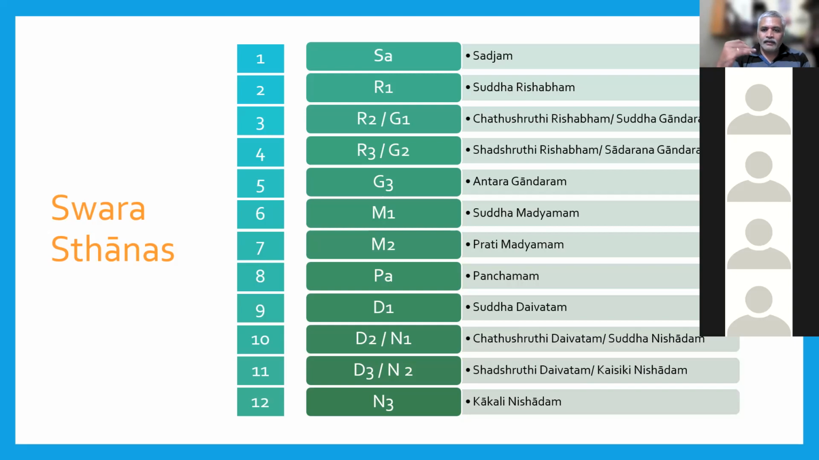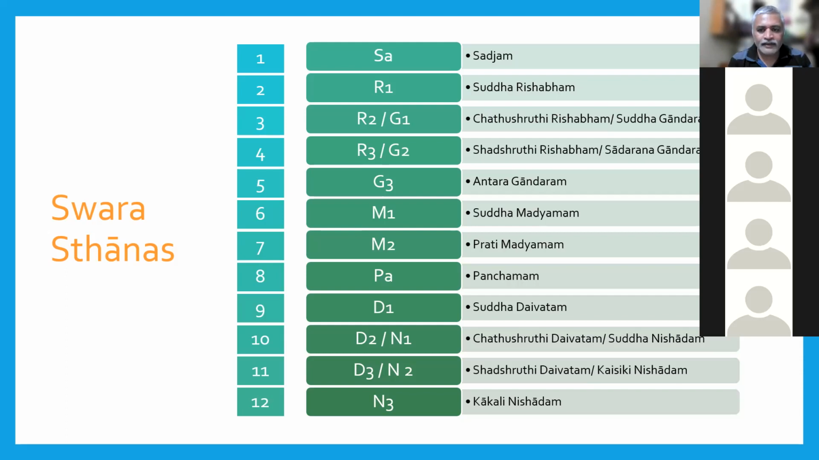Now Gandhara, you see that Gandhara G1 is starting at Re 2. So they both share the same level. It is called Shuddha Gandharam when it is the first Gandhara. The second Gandhara is called the Sadharana Gandharam, which shares the space with Shatshruti Rishabham. The third one is Antara Gandharam. So there were three Ris, Shuddha Rishabha, Chatushruti Rishabha, Shatshruti Rishabha, and three Gandharas, Shuddha Gandharam, Sadharana Gandharam, and Antara Gandharam.